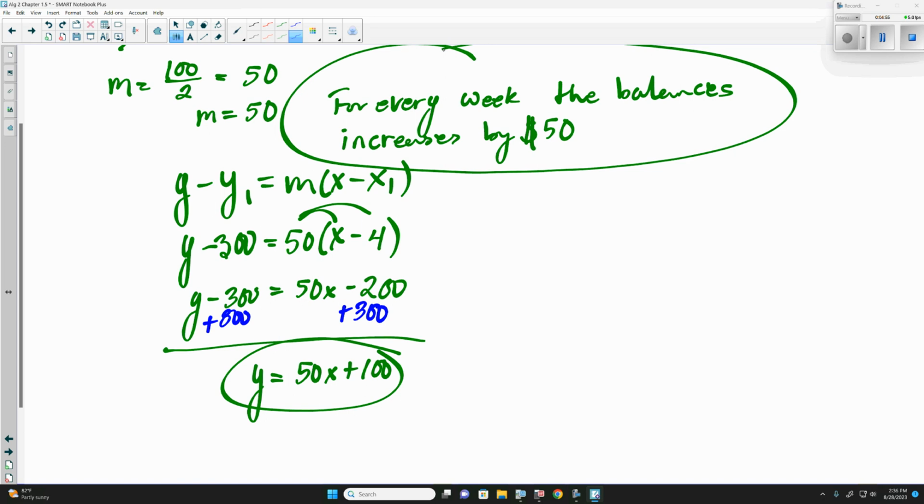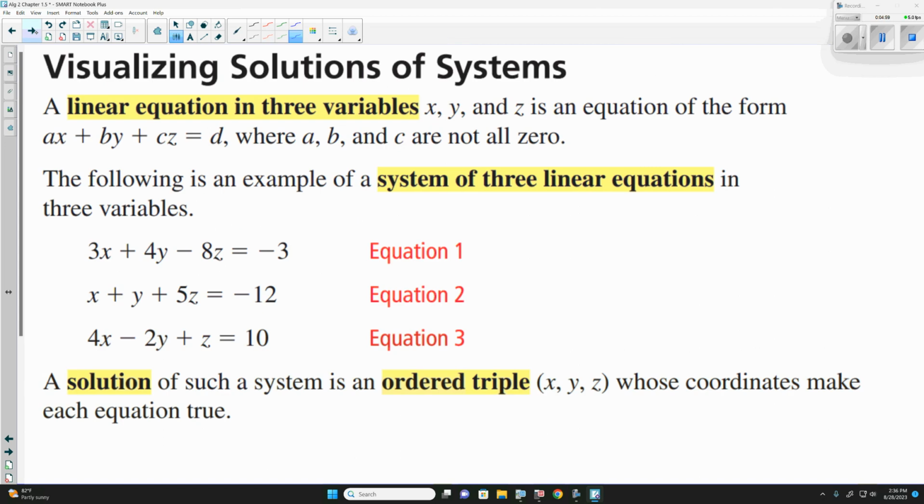Are you ready for the notes? Well, for those of you who are in the ACT prep class, we're doing more systems. But what we're doing here is not systems of equations with 2 variables. We're doing systems of equations with 3 variables. We did not do these, I don't believe, in Algebra 1. We mainly focused on 2 variables in Algebra 1. But here we're looking at systems of equations with 3 variables. Now the variables we have are x, y, and z.